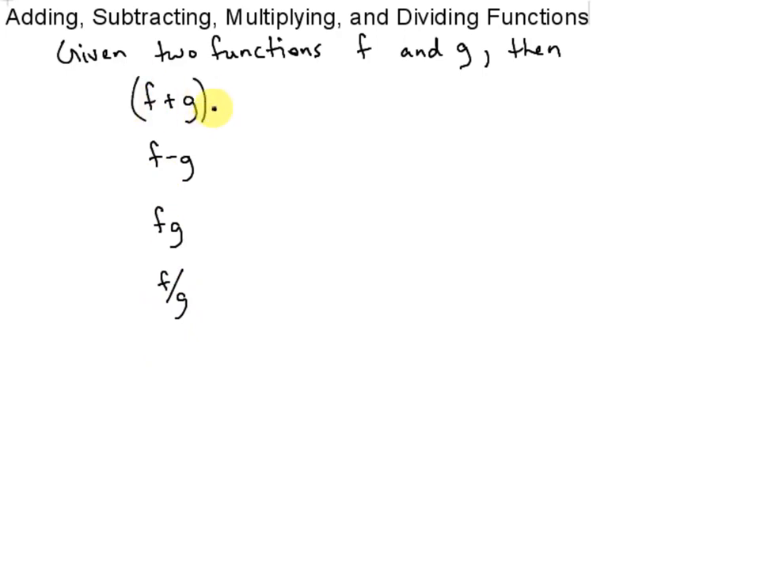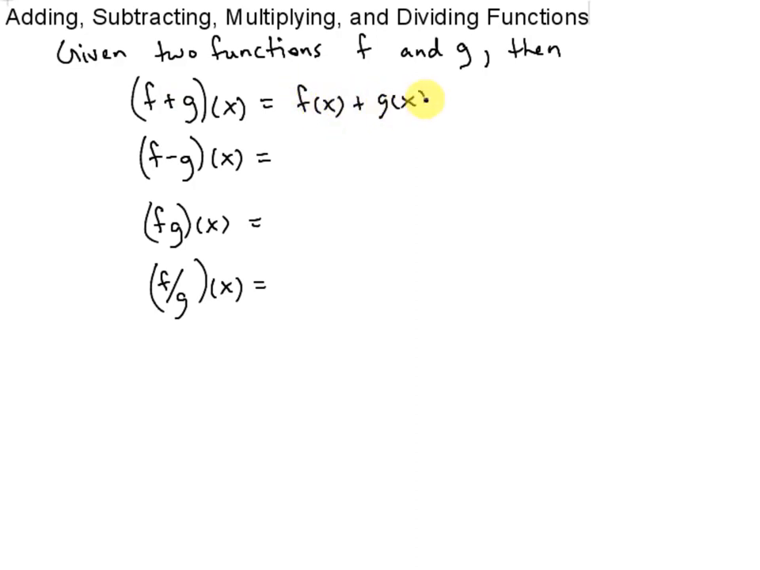So this is the function name, so f plus g you could plug x into, f minus g you could plug x into, etc. So you can get four new functions, and they're defined in the obvious ways. So f plus g, the definition of it is, well, you just take x and you plug it into f, take x and you plug it into g, and then you add the two outputs together. And the others are defined similarly.